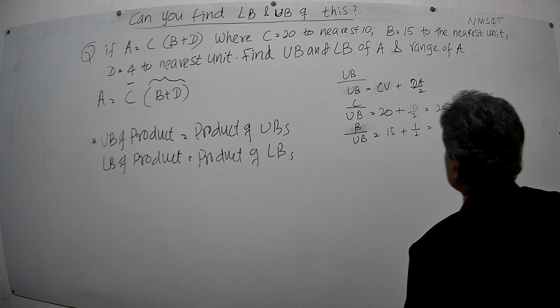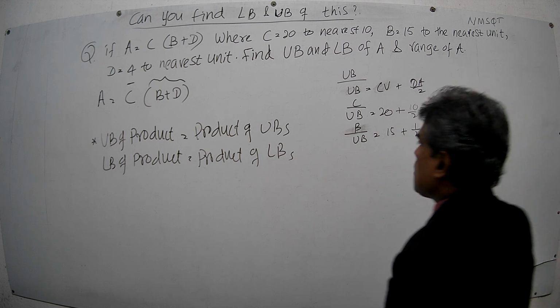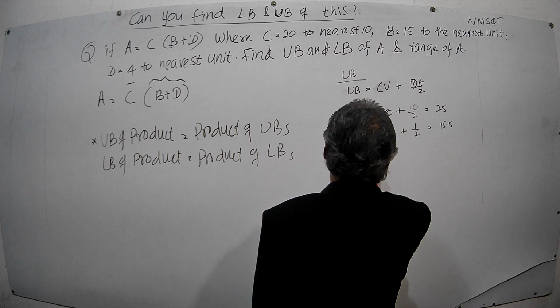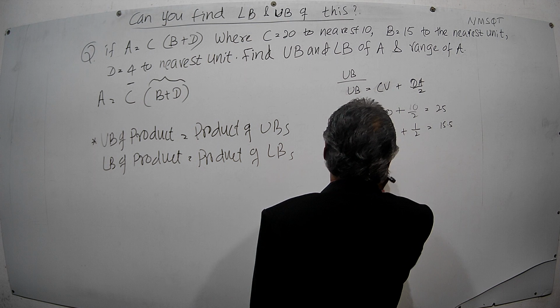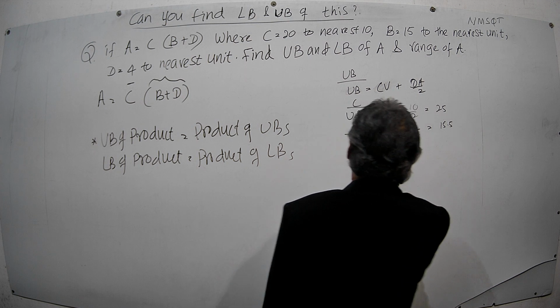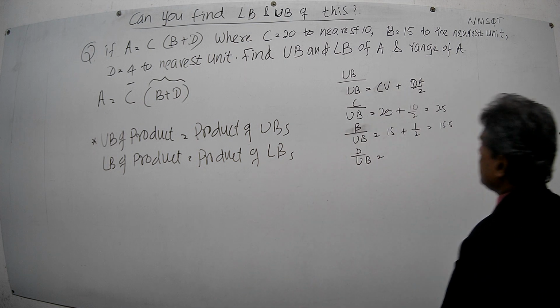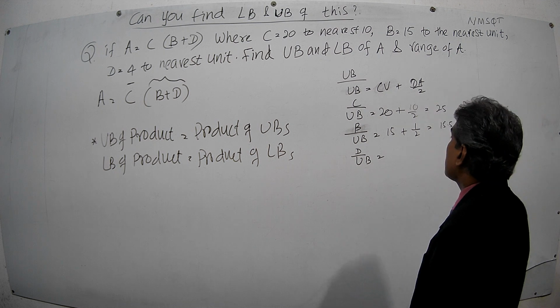15.5. Okay, next one. Then the upper bound of D. You write D. These are all upper bounds. Upper bound of D. Right.